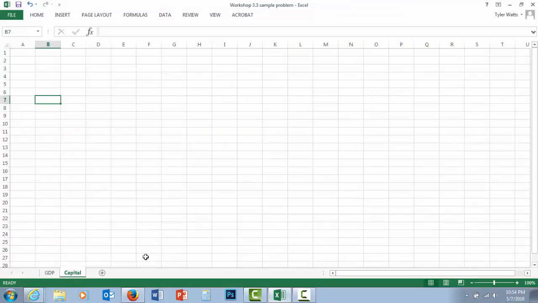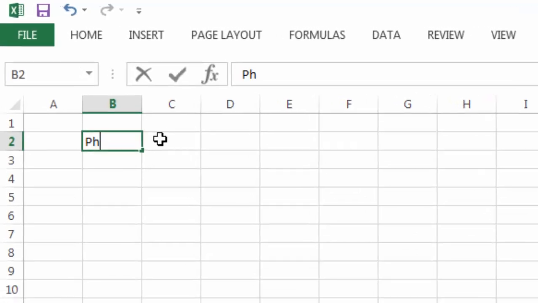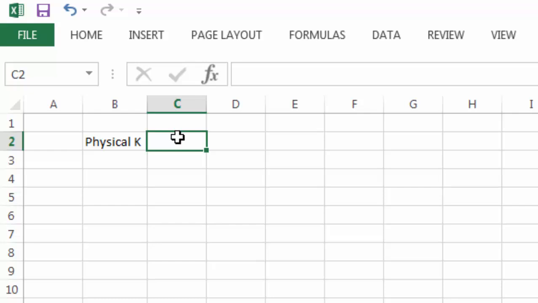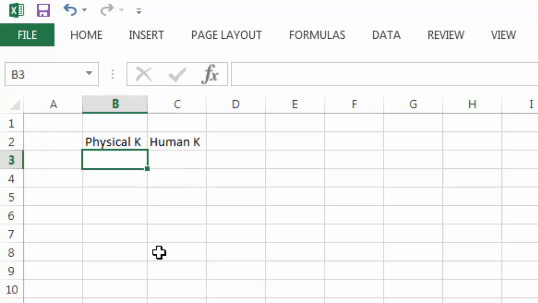So I'm going to open up a fresh sheet in Excel here. I'm just going to start some columns, and I'm just going to make up some numbers. I'm going to start one called physical capital. And in economics, we use K as an indicator for that variable. So we'll say physical capital, physical K, and then human capital, we'll say human K. So there's our indicators for physical and human capital. And frankly, for now, we'll just make up some numbers starting at zero, and we'll go up in increments of, let's say, 10 units.